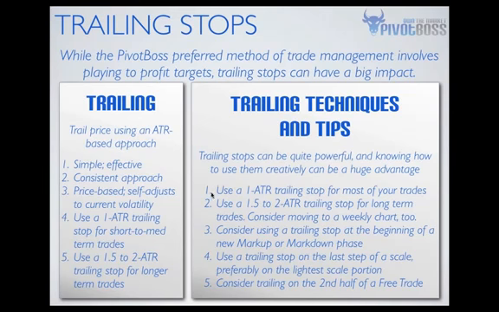So number one, use a 1 ATR trailing stop for most of your trades. For most of the swing trades that we're going to do, you're going to use a 1 ATR trailing stop. If you want to capture a bigger or longer term move, use a 1.5 to 2 ATR stop and consider moving to a weekly chart. For example, if we're breaking out of an accumulation phase, drop into the weekly time frame and trade the move out of that accumulation phase, and you're less likely to be whipsawed out of that move. And you can use your 1.5 to 2 ATR trailing profit stop.